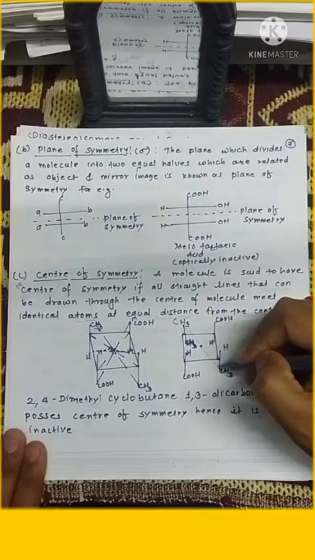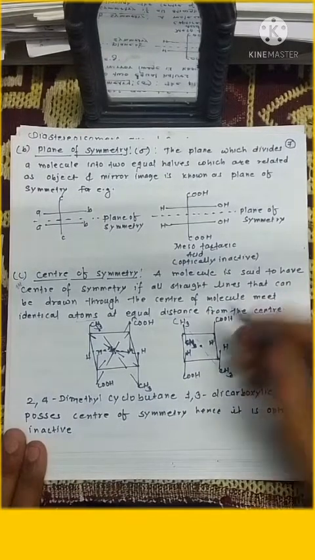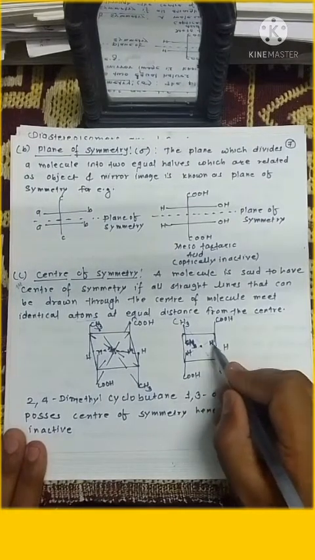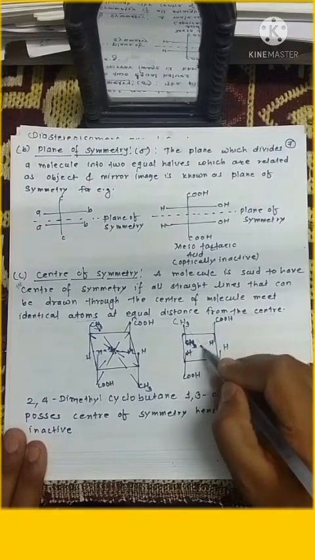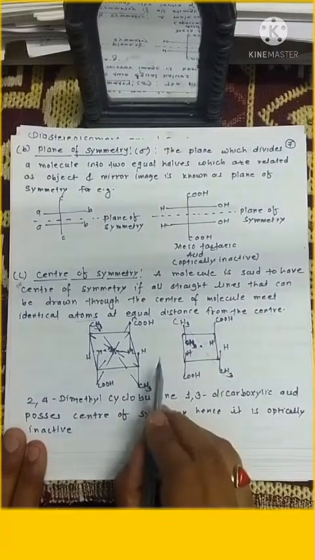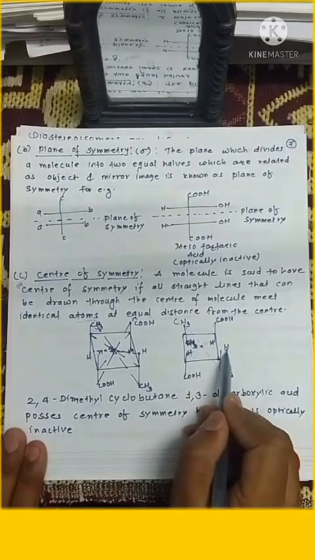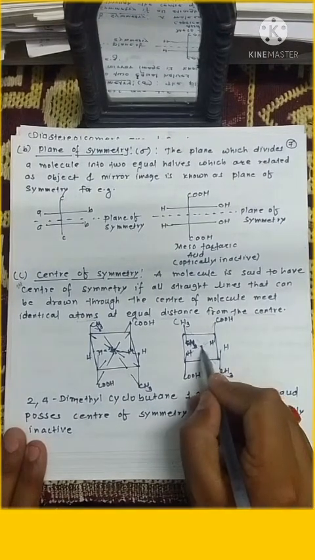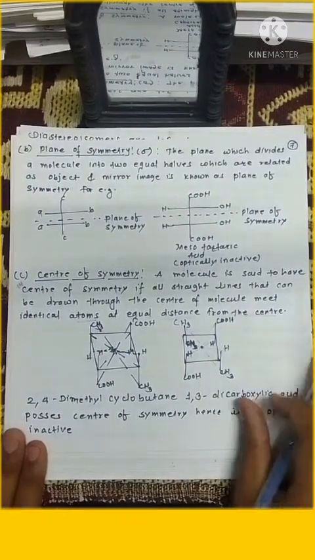we see that identical group is present on the opposite side. If we draw a line from here, we see that identical atoms are present on the opposite side. If we draw a line from here, we see that identical group, that is COOH, is present here. It is the hydrogen. If we draw a line from here, we see that there is an identical atom present on the opposite side. That's why this molecule possesses center of symmetry, and that's why it is an achiral molecule.